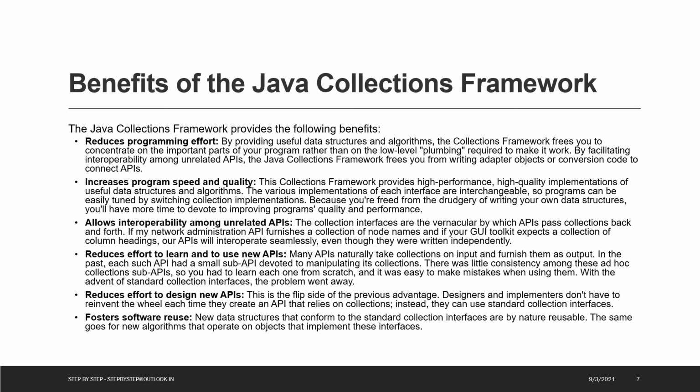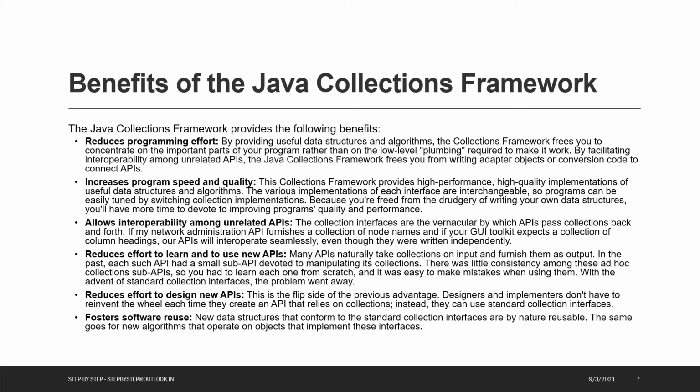Then the third one is allows interoperability among unrelated APIs. The collection interfaces are the vernacular by which APIs pass collections back and forth. So it allows interoperability between unrelated APIs. If my network administration API furnishes a collection of node names, and if your GUI toolkit expects a collection of column headings, our APIs will interoperate seamlessly even though they were written independently.